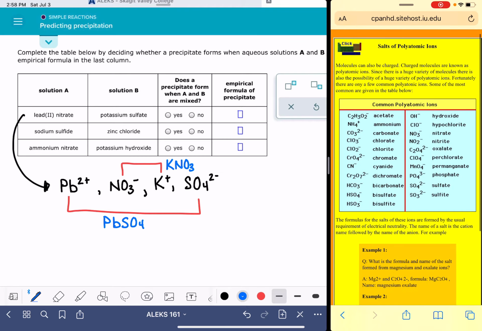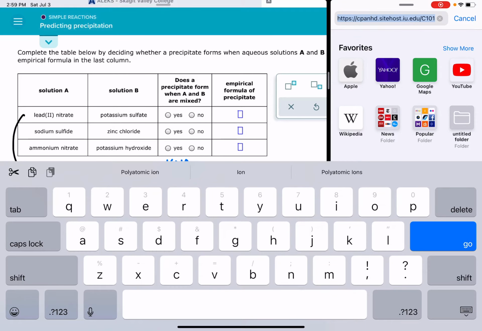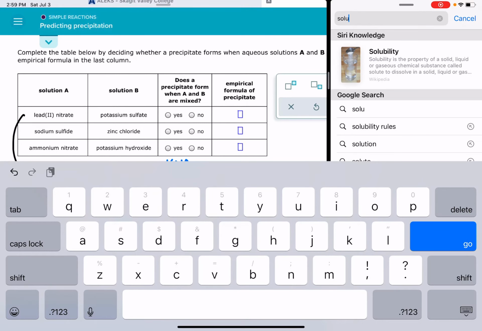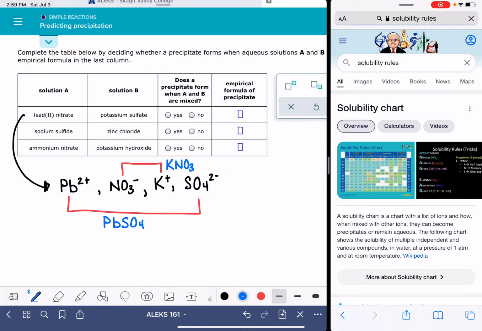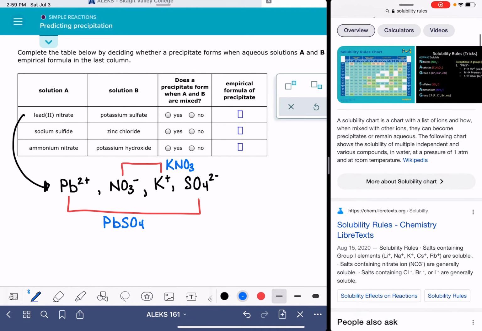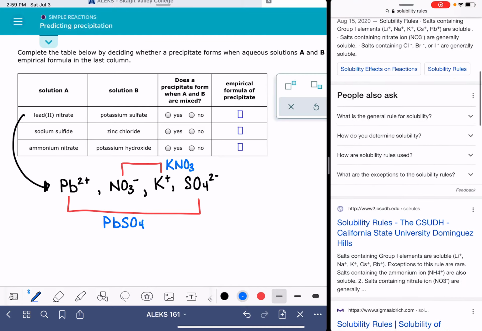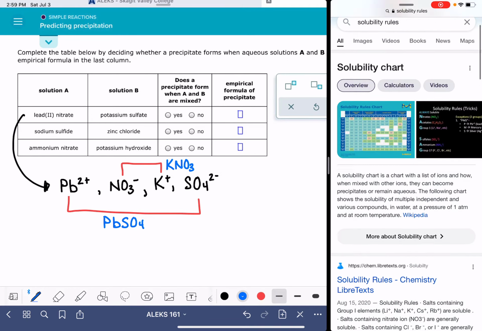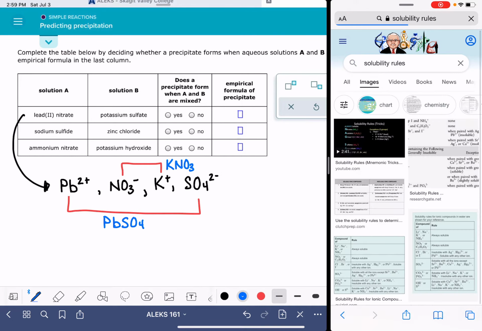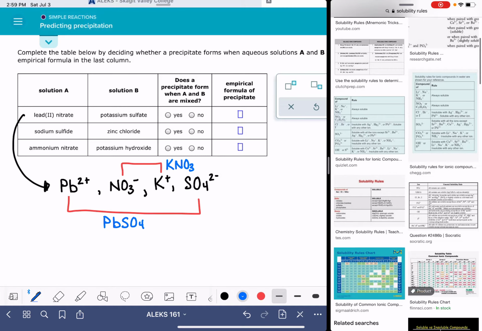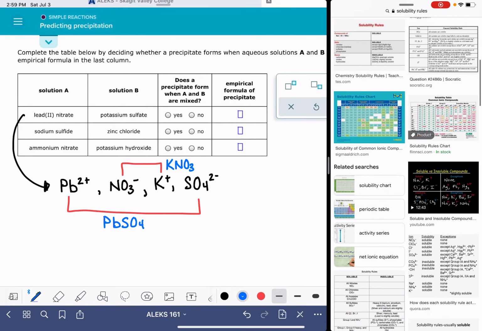What we need to do next is consult a table of solubility rules. You definitely have a solubility rule chart in your textbook, or you can just look them up on the internet. They're all over the place. One of the maybe frustrating things about solubility rules is that they're presented in a lot of different formats. If you're looking at different charts, they're all going to look different from each other.